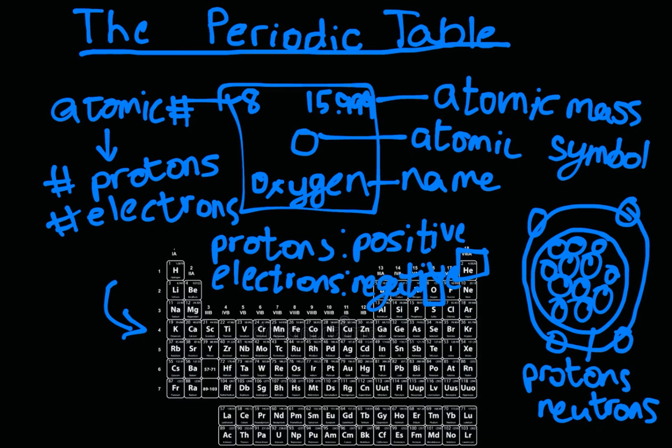And you have neutrons. Can you guess what charge neutrons have? Yep, they are neutral, as their name would suggest. Now, the composition of an atom is very important, especially when you get into things like isotopes. But for now, we're just going to stick with what we have right here.